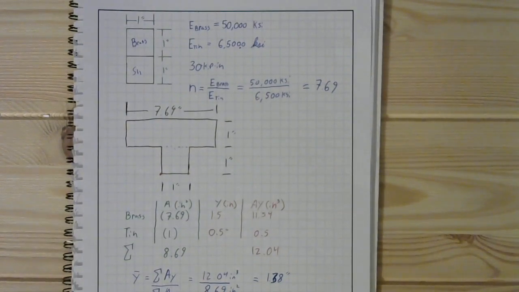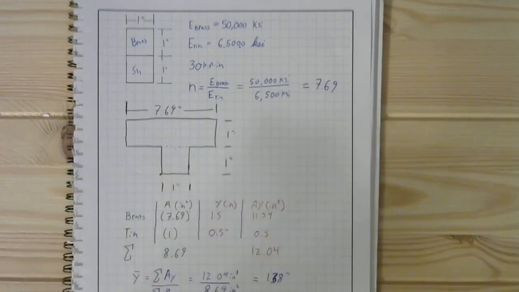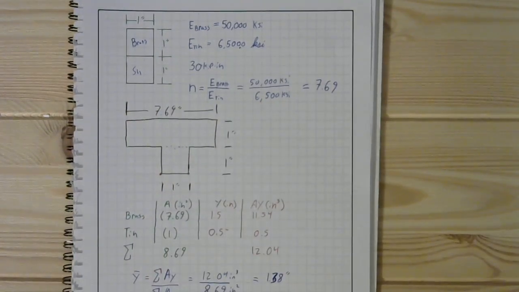Welcome to the video for the second problem in the second exam. In this one, we deal with a composite section, so we need to transform it. We determine the centroid in this problem. Later on, we'll have to find the second moment of inertia and the actual stresses and strains.